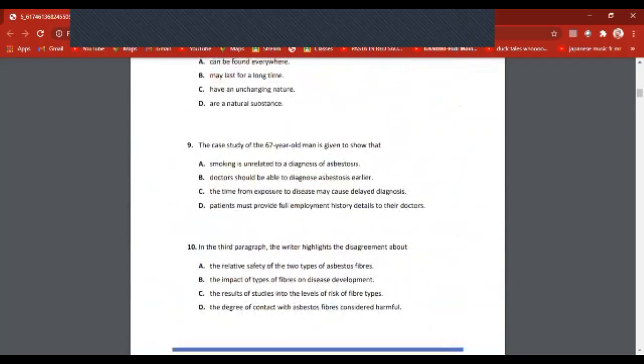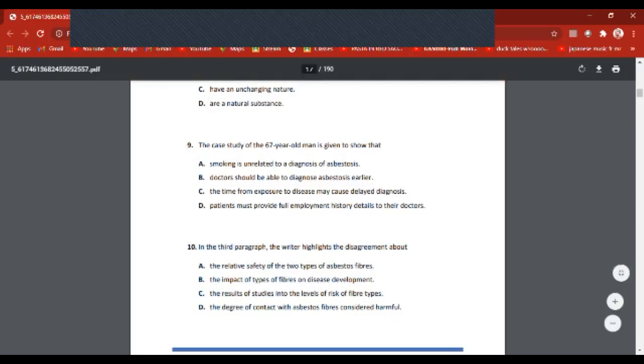It is not relative safety. Both of them are equally harmful, or one is more harmful. That's fine. But what is he highlighting the disagreement about? Because we are talking about the debate. Is the debate about impact of type of fibers? No. Result of studies? No. Degree of contact with asbestos fiber considered harmful. This is the answer. Clear? Are we together in this? Is it clear?